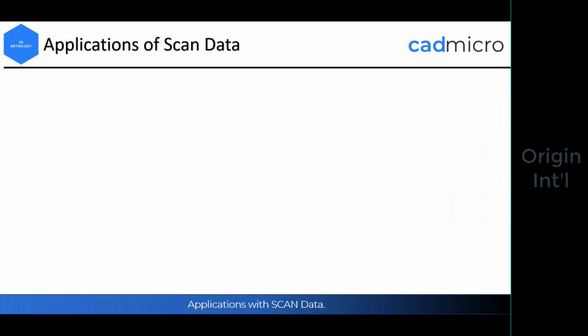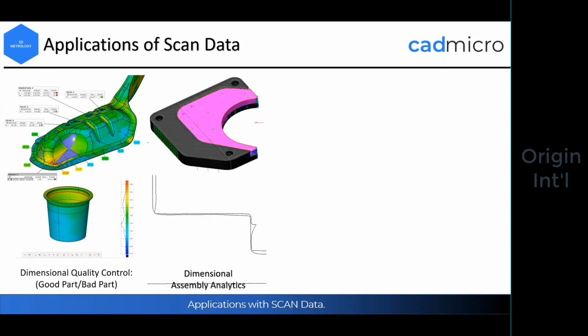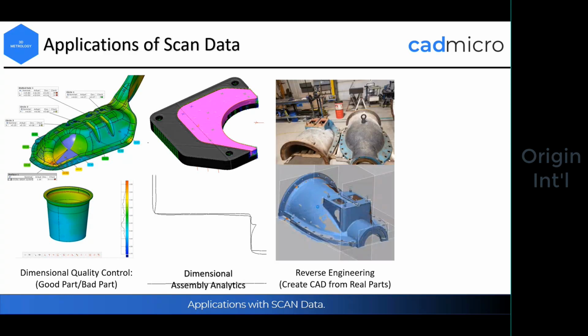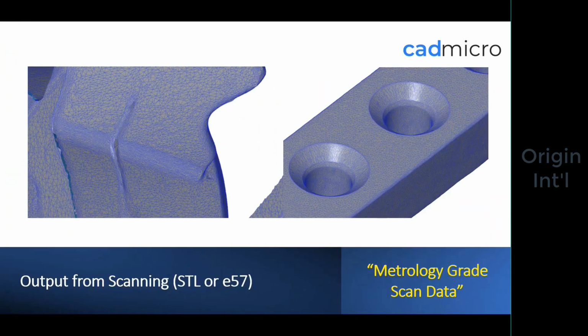So real quick, applications of scan data: you can use it to tell if you've got one part that's good or bad. You can use it, as we're going to show you today, for dimensional assembly analytics, reverse engineering, or surface defect detection. Those are the four things that we do 99% of the time with CAD Micro, helping people and selling solutions into these spaces.